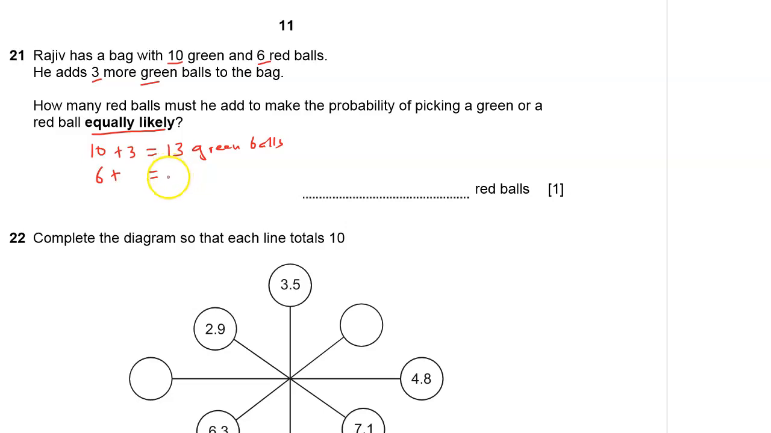How many red balls must he add to get a total of 13 balls? And therefore, of course, X is right there. So X is going to be equal to 13 minus 6, and this is going to give us 7 balls. So Rajiv must add 7 more red balls, so that he has 13 green balls and 13 red balls, so that the probability of picking either a green ball or a red ball is the same, equally likely.